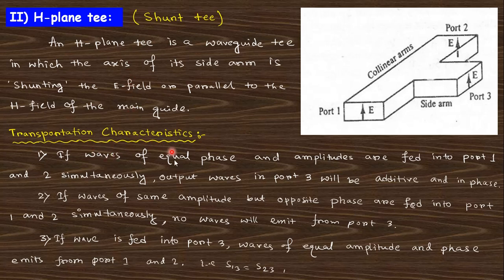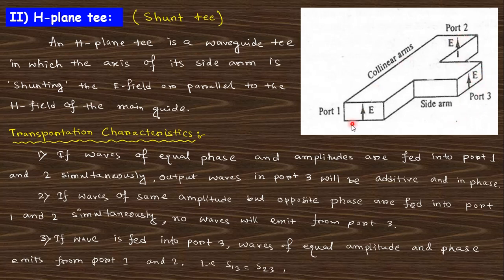Now we go to the transfer characteristics. That means when a wave of equal phase and amplitude is fed into port 1 and 2, then there will be no output. Sorry, if these are equal phase and amplitude, when these two are equal, then here this will be additive in the same phase.